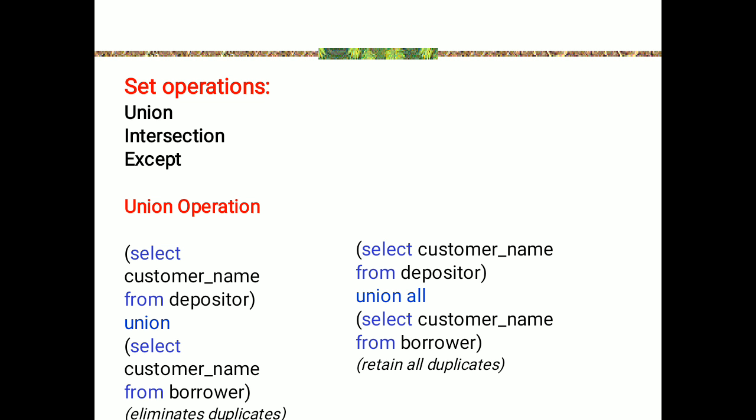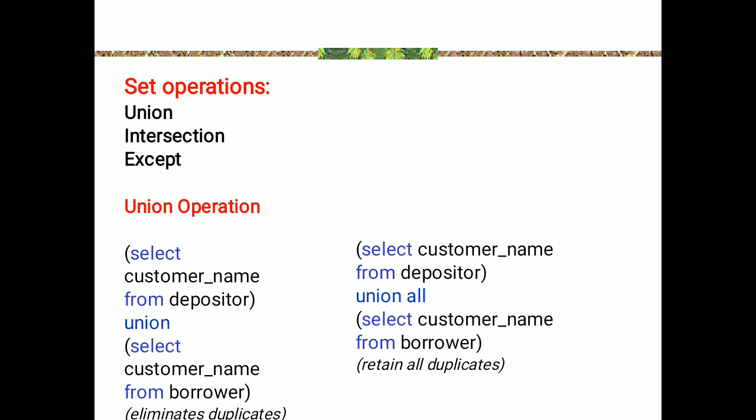Next type of operation that we can perform in SQL is called set operations. There are three types of set operations. First is union, then intersection and then except. These are very much similar to set theory. Union means it unites or combines the data from more than one table, or the outputs of more than one query can be combined by using the union keyword.